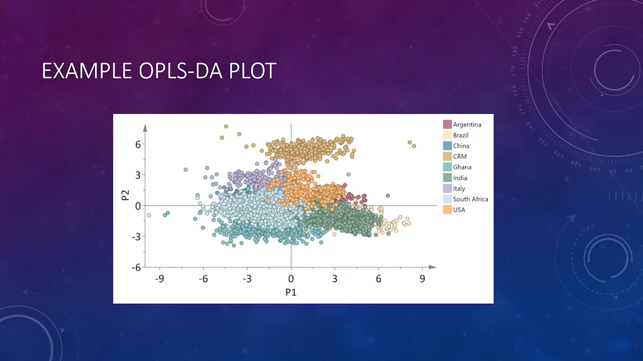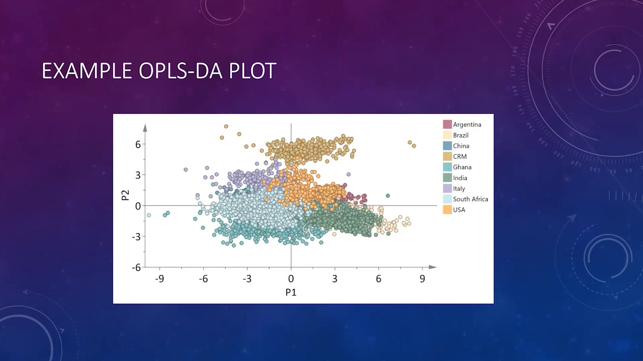I will put the caveat in that this OPLSDA plot is linear, and linear models need to be balanced, which means you have the same or a similar number of samples in each group. And right now we don't. So the model is going to be skewed a little bit towards the countries like China and Argentina that have fewer samples in there. But this is what a good OPLSDA plot looks like. And sometimes the separation can be even much better.